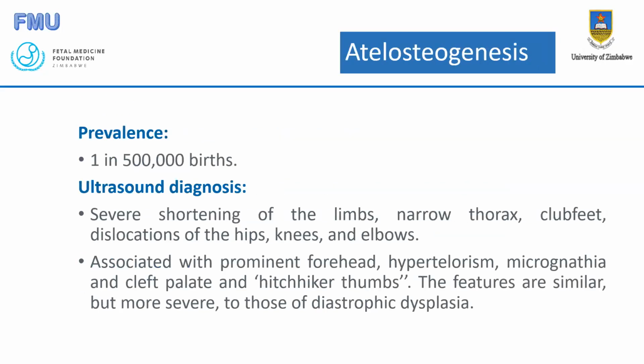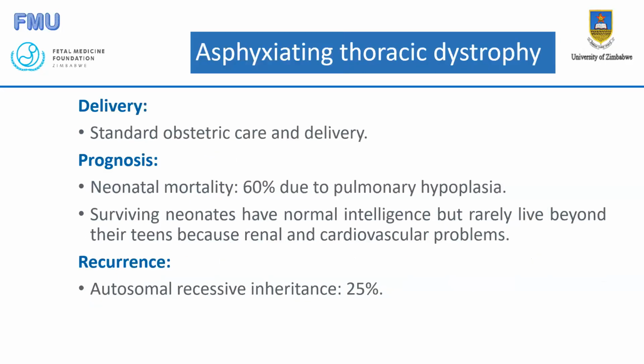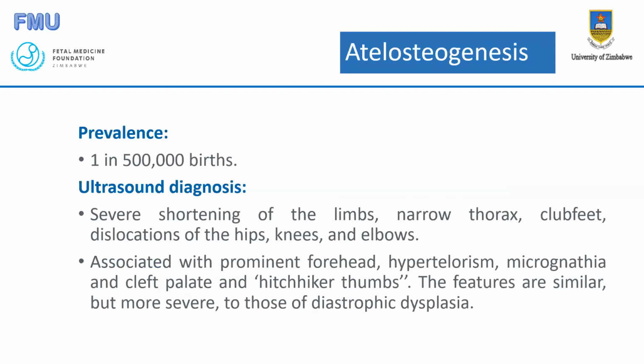So, very important to remember, asphyxiating thoracic dystrophy is another differential when you see the short bones. Then we have atelosteogenesis. Again, this one is rare even in fetal medicine. That means in Zimbabwe, in a year, we may not come across it. We deliver 400,000 women. Maybe we may come across it once in 2 years. So the prevalence is about 1 in 500,000.